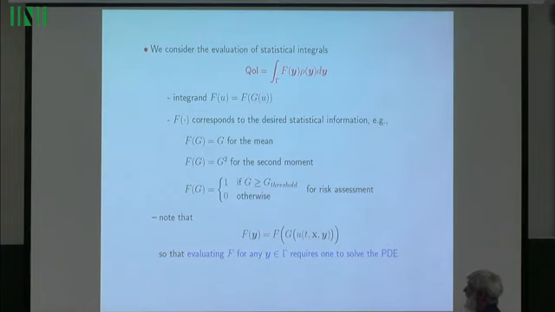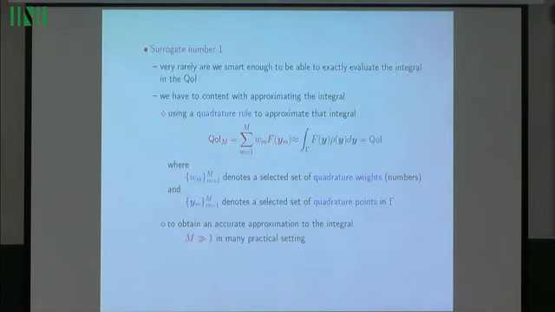In the beginning, you have to solve the PDE to be able to evaluate f. So that makes function evaluations very expensive. Surrogate number one: we're rarely smart enough to be able to exactly evaluate this integral. So we use a quadrature rule to approximate the integral, which is a sum with weights and the integrand evaluated at certain points in the parameter space, ym. And often to obtain an accurate approximation of the integral, you need lots of terms in that sum. So m is large in many practical settings.